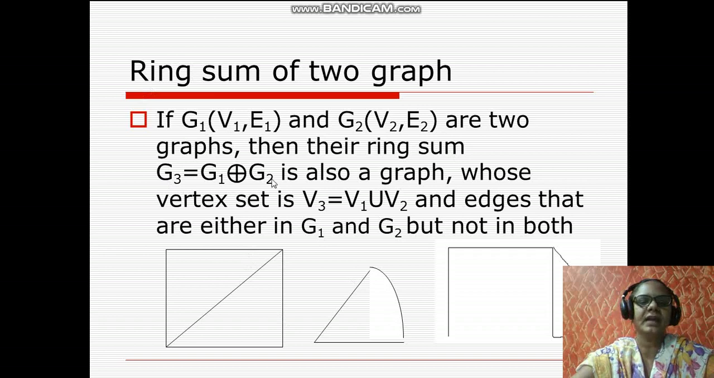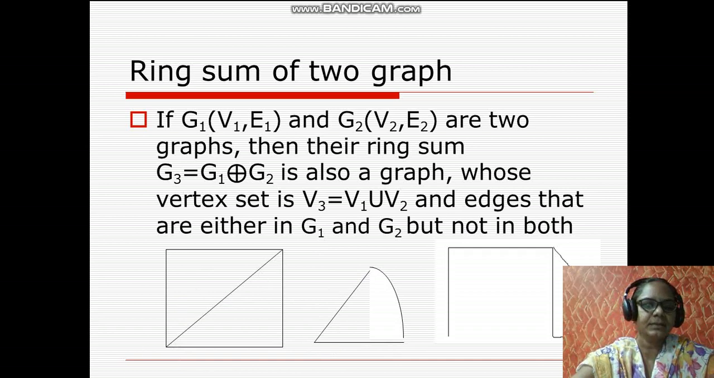Now for the two graphs, their ring sum, that is G3 is equal to G1 XOR G2, this is the symbol of ring sum, is also a graph whose vertex set is V3 equal to V1 union V2 and the edges that are either in G1 or G2 but not in both. Either it is in this one or in this one, but what is common to both we do not take. For example, this line and this line look common, so we have eliminated it.